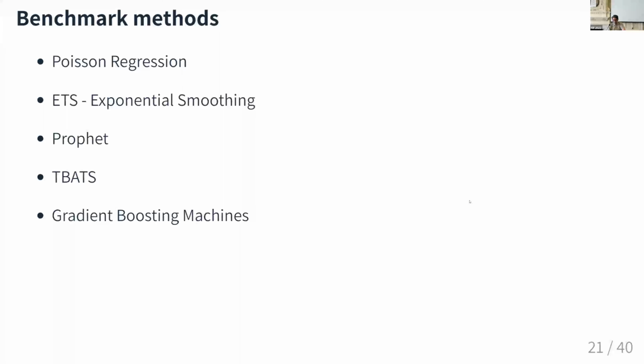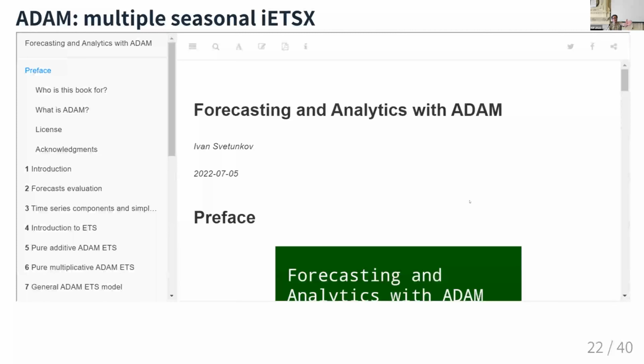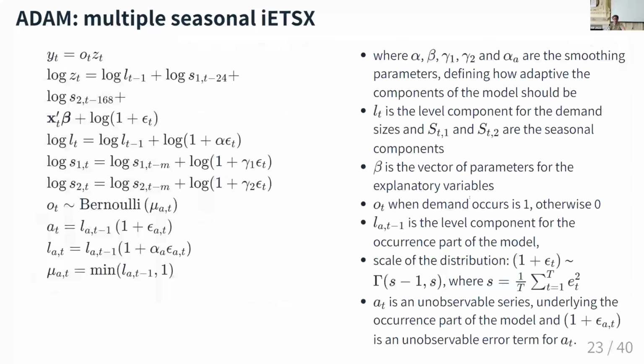All right, now, in terms of the methods, we look at the different methods. These are the benchmarks. And then in terms of the model that we develop, Ivan developed a model, and he's written actually the whole book about this. The book is available for free, so you can also look at the book. So this is the first model, ADAM, which is multiple seasonality ETSX. This is based on exponential smoothing model, but then it takes into account also more predictors that we have discussed here.